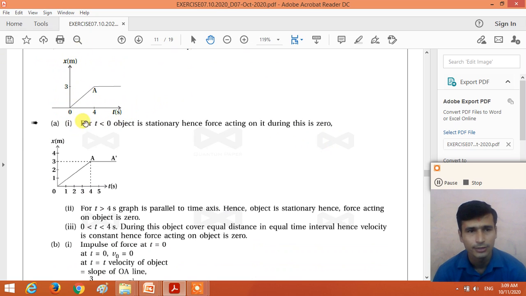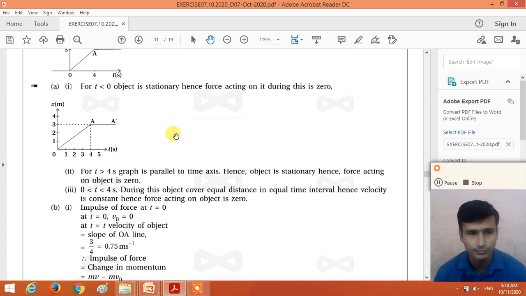First case, for t less than 0, the object is stationary, hence the force acting on it is 0. From this position-time graph, for t less than 0, it is a straight line parallel to the time axis. So we can say that the object is stationary, and if the object is stationary, the force acting on the object is 0.